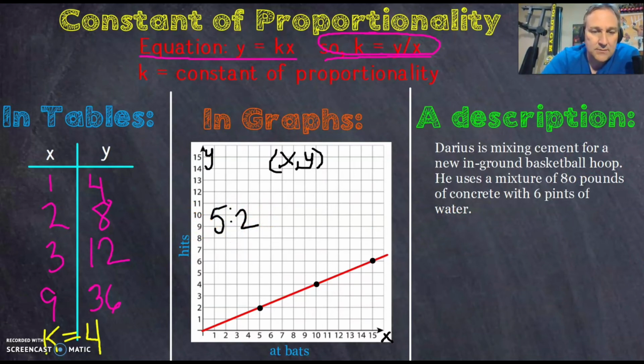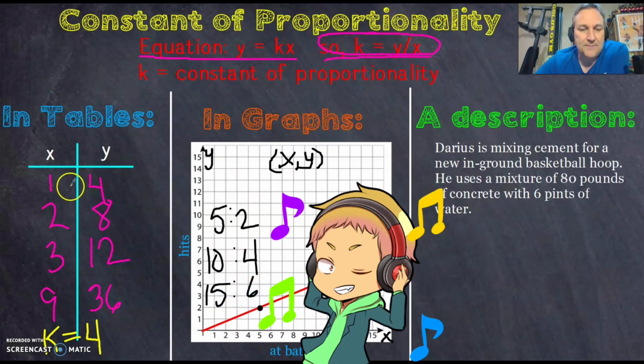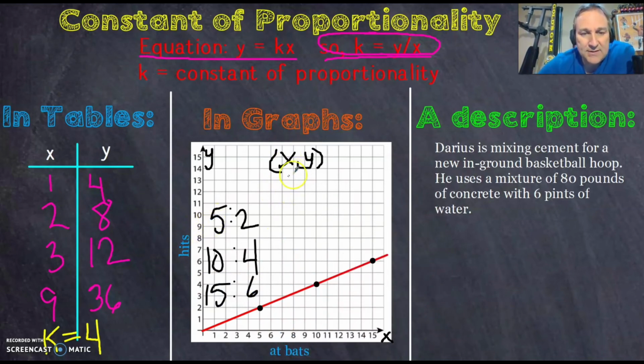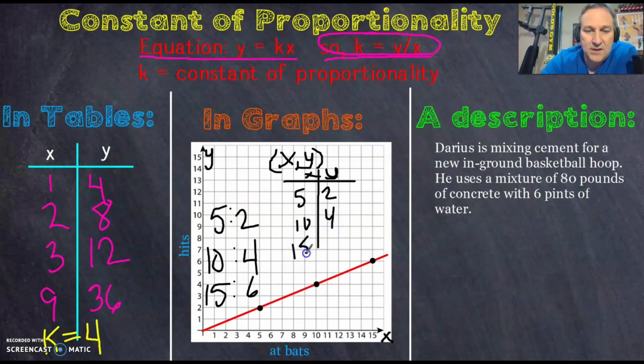The second point, 10, 4, and the last point is 15, 6. So what's happening? If I were to set this up in a table of numbers, which maybe helps, and this is the x, and this is the y, it would go 5, 2, 10, 4, and 15, 6.